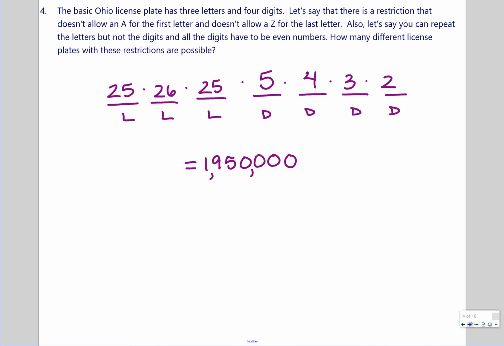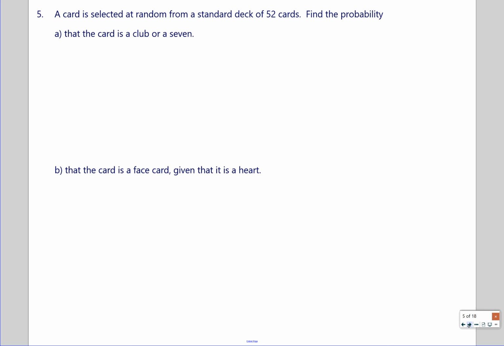All right, number 5. A card is selected at random from a deck of 52 cards. Find the probability that the card is a club or a 7. Okay, so remember we are adding when we see that. How many clubs are in my deck? 13 out of 52. How many 7s are in the deck?